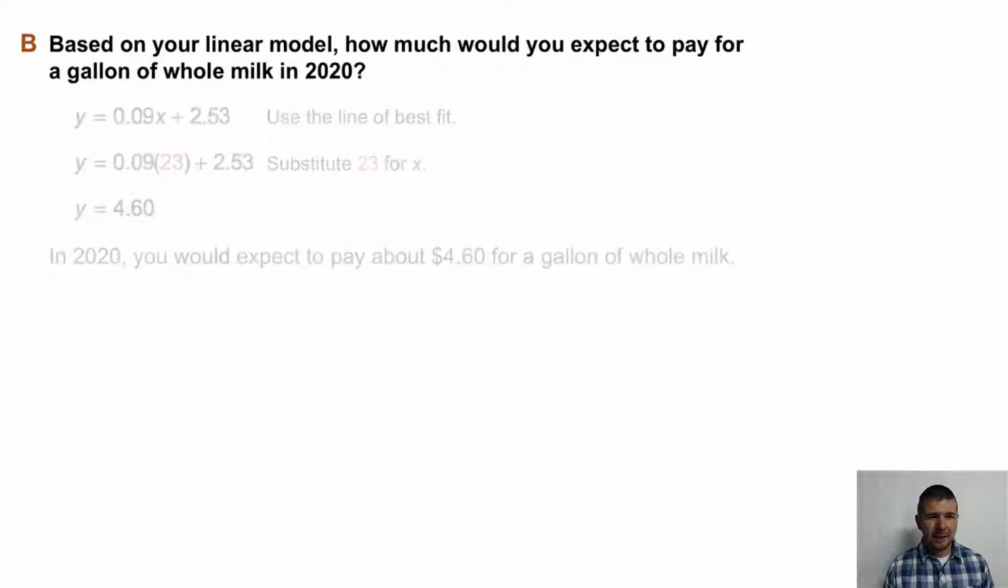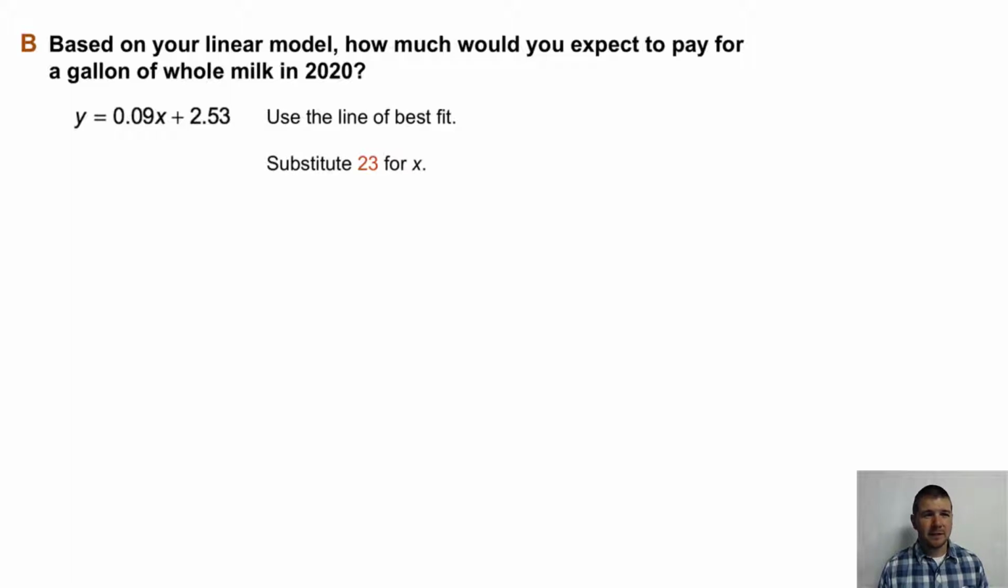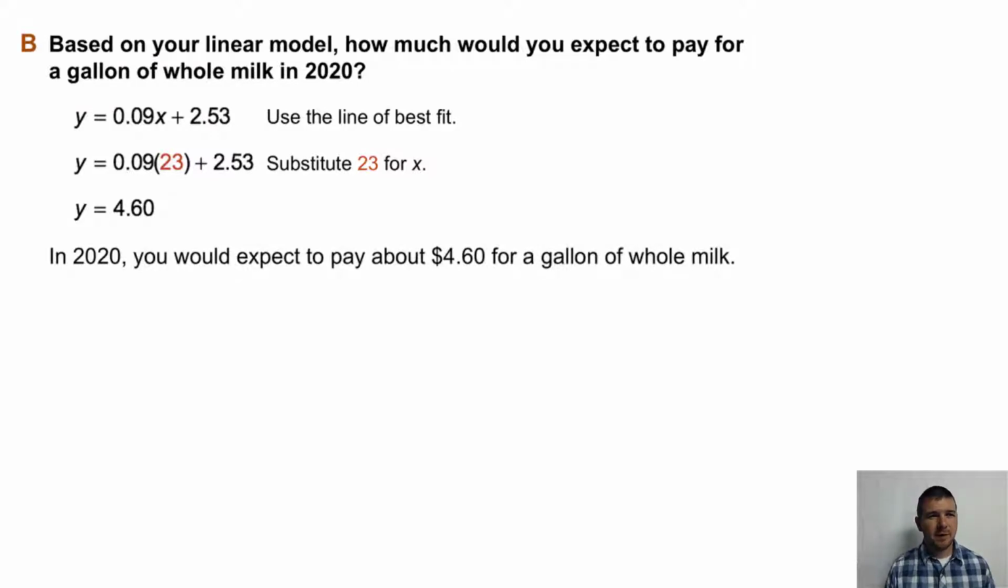Part B, based on your linear model, how much would you expect to pay for a gallon of whole milk in the year 2020? Well, our equation, recall, y equals 0.09x plus 2.53. That's our line of best fit. We'll substitute 23 for x. Remember, x represented years since 1997, so if we input 23, that will correspond to the year 2020. y equals 0.09 times 23 plus 2.53. Simplifying, that's 4.6. So we can state, in 2020, you would expect to pay about $4.60 for a gallon of whole milk.